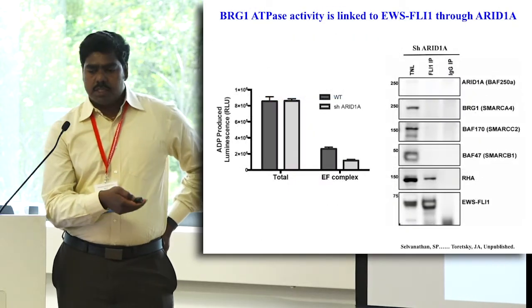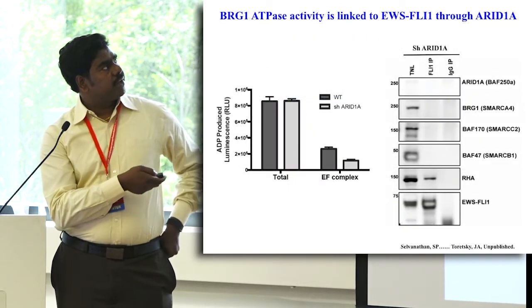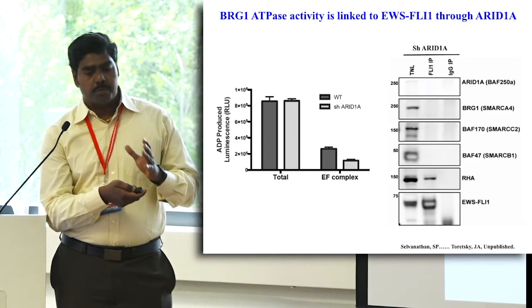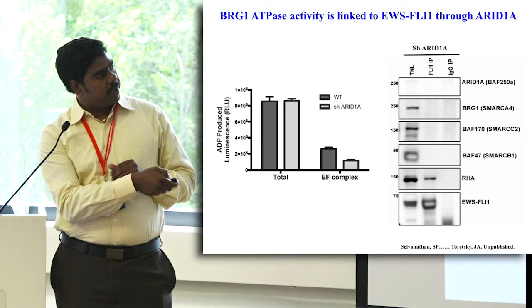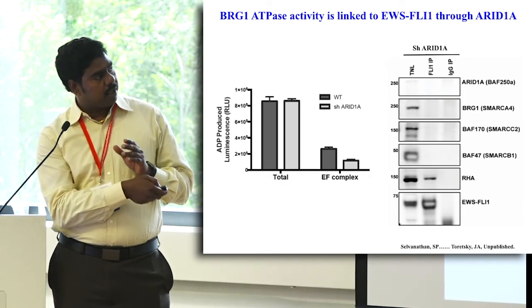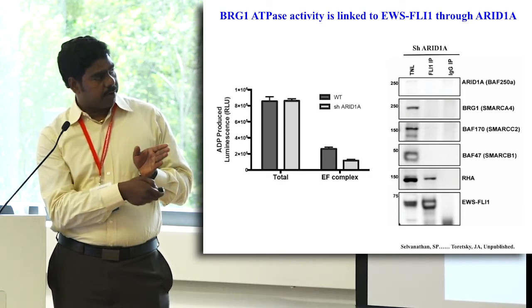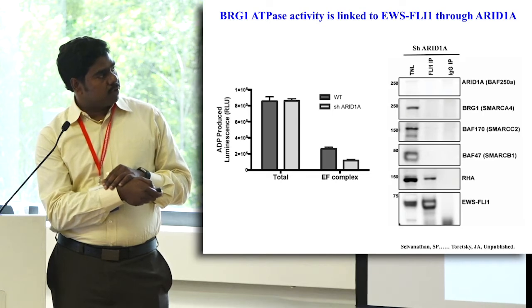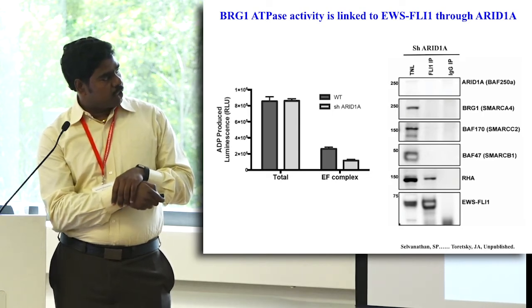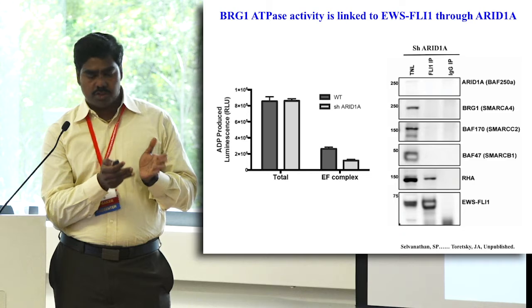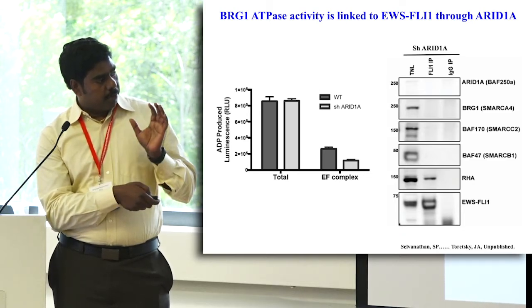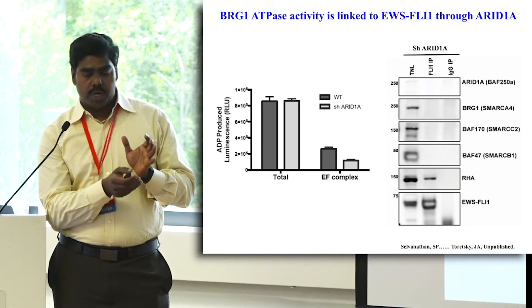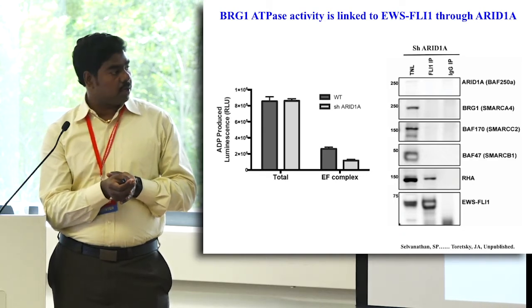So next, we wanted to see the functional readout. I used ATPase activity as the functional readout to measure the complex activity. For this, we created the construct, the wild type, and then the knockdown of ARID1A, both isoforms, in the cells. And then I measured the total ATPase activity. I didn't see much difference in the total ATPase activity. But then I did the pull-down with EWS-FLI1 to look at the specific EWS-FLI1 associated complex.